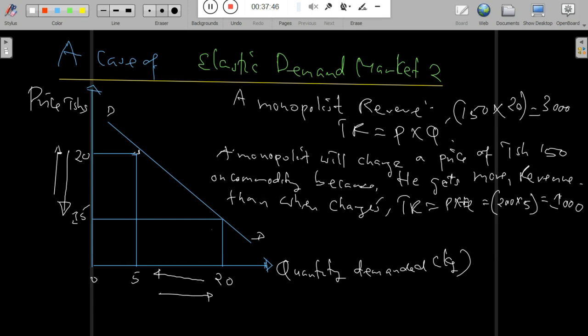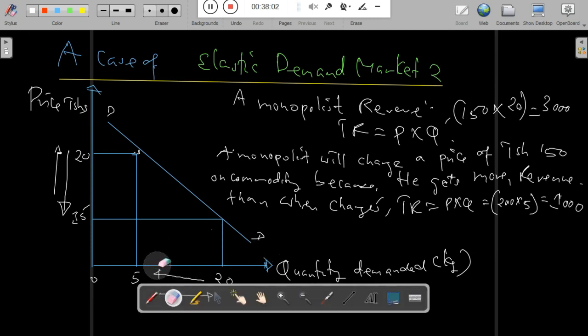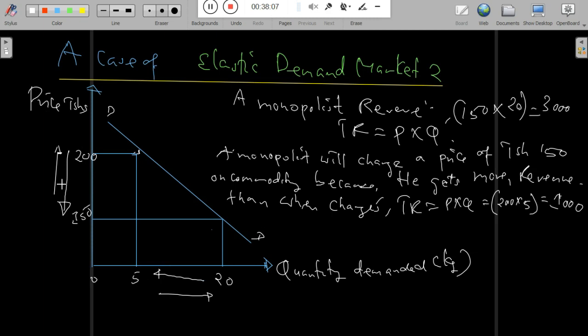When it charges 150 and 200 as well, and when it charges 150 and 300, this means that the total revenue estimated is quite different. So the graph will appear like that.